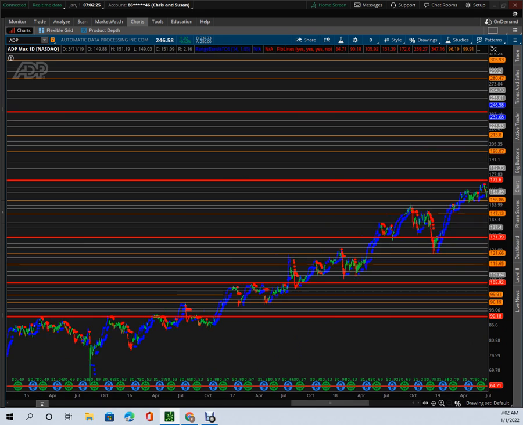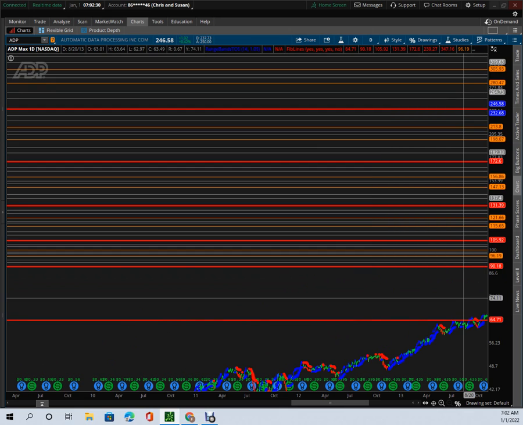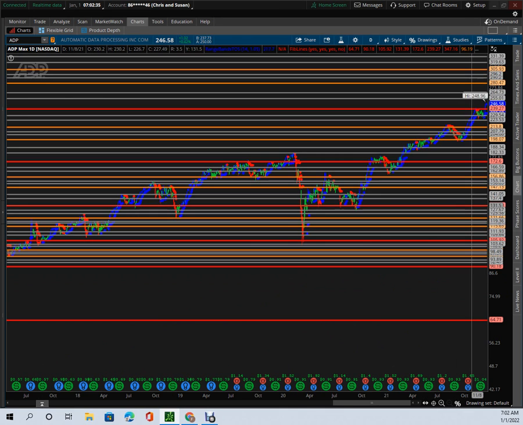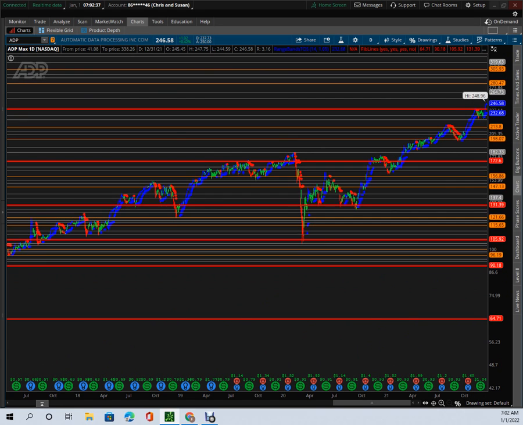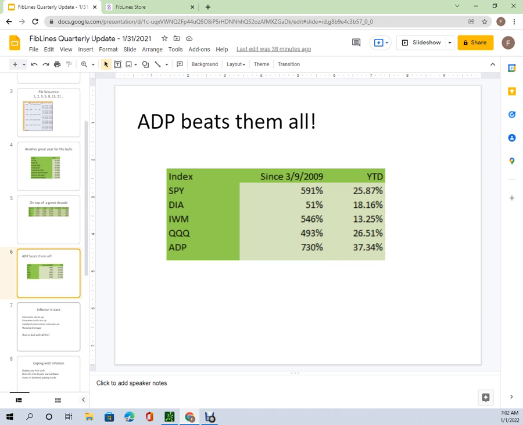That's a technique you can use to expand these. You can see this initial move here back in, I think it was like 2000. Anyway, we recalculated ADP, and we have a new upside target here of $347 based on the Fibonacci sequence. Great move out of ADP.